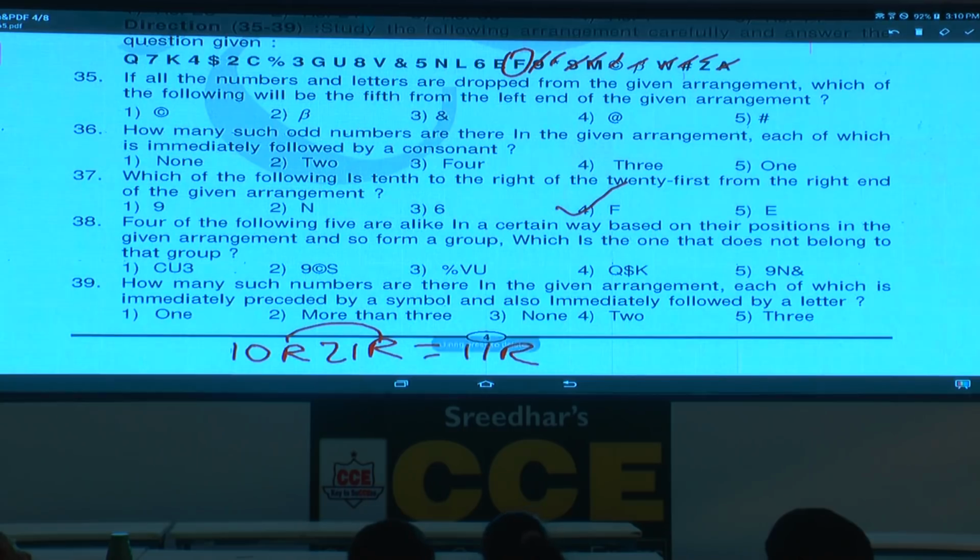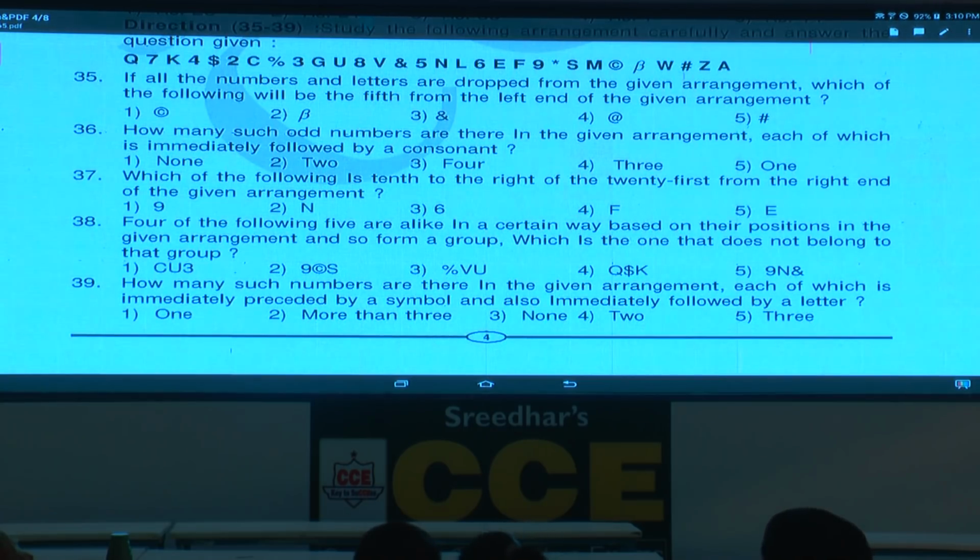Now in question number 38, tell me any answer to this one. C, U and 3, what is the relation between these? C to U: 1, 2, 3, 4, plus 4. Next one, U and 3: 1, 2, minus 2, plus 4, minus 2.